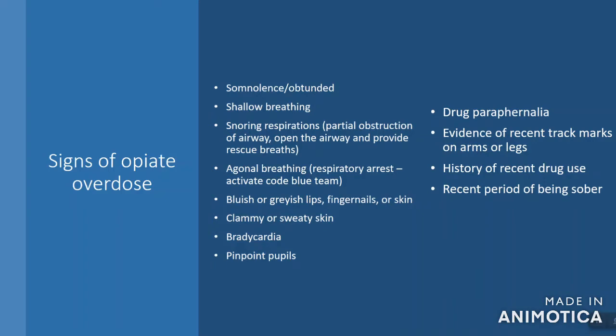You may find drug paraphernalia in the area of the individual who is suffering from the overdose. The individual may have recent track marks on their arms or legs, have a history of recent drug use, or also a recent period of being sober. Hence, their tolerance to the opiates is decreased, putting them at a greater risk of suffering from an overdose.